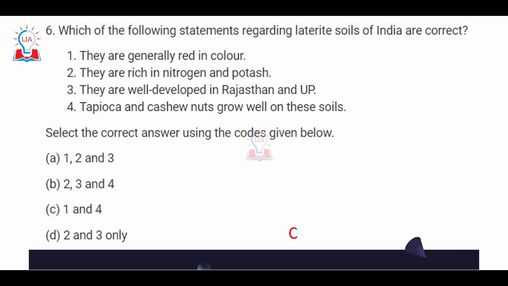The next question is related to the soils of India, where it has been asked which of the following statements regarding the laterite soils of India are correct. So four statements are given here. They are generally red in color, they are rich in nitrogen and potash, they are well developed in Rajasthan and UP, and tapioca and cashew nuts grow well on this soil.